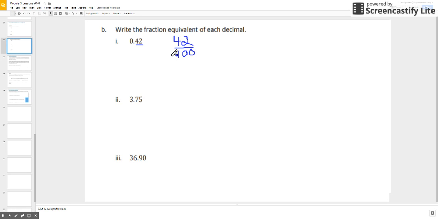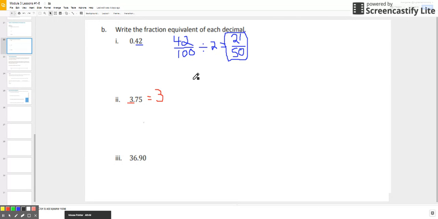Well, we don't want fractions in this form. We want to simplify the fractions. These are both even numbers, so we can divide both top and bottom by 2, and that gives us 21 over 50. So the equivalent fraction to 42 hundredths is 21 50ths. There you go. Now, as we move on to the next one, this one has a whole value. So we're going to have a number sitting out in front. I'm going to do this in 2 different steps. So 3 is a whole value.